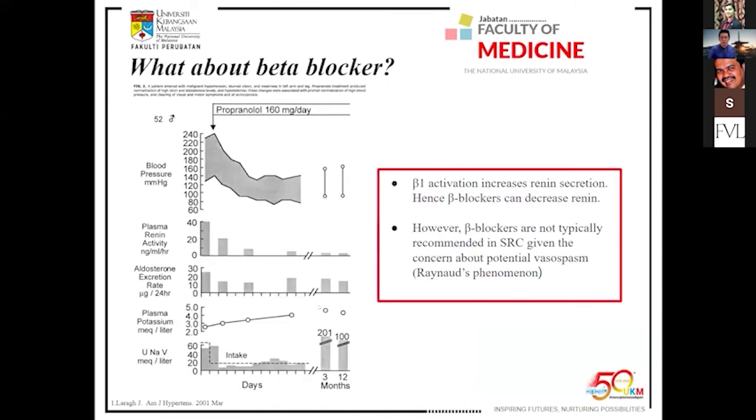So what about beta blocker? Just like I mentioned, we shouldn't use beta blocker, but if you look at the physiology, if you have a beta activation, you will increase the renin secretion. So beta blocker can actually decrease the renin level. And indeed from a study, if you start beta blocker for someone with hypertension, you can bring down blood pressure, and you can bring down the renin system as well. So it actually fits well in our population of SRC. But if you start beta blocker, it will worsen the vasospasm, which will worsen the Raynaud's phenomenon. So whether to start beta blocker in our SRC population remains something to debate.